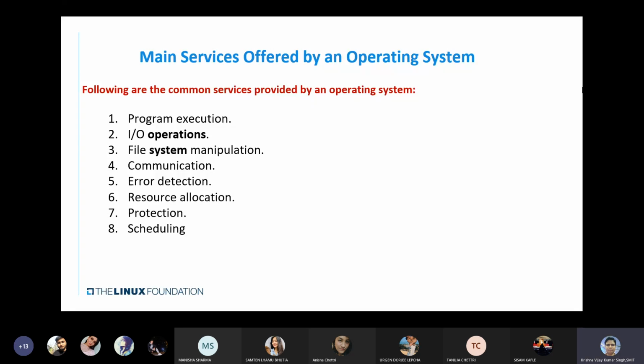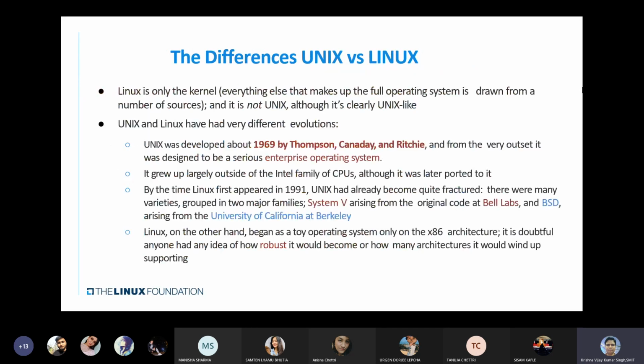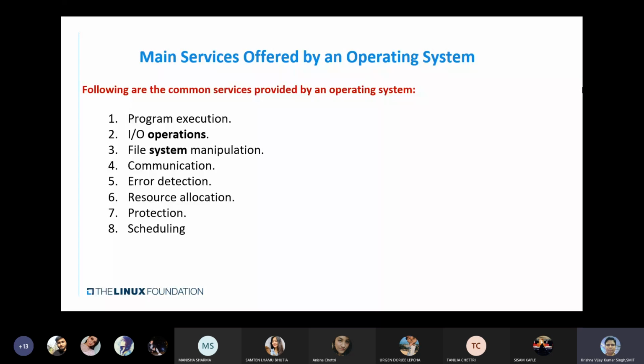I would also like to tell you that initially the operating system was designed with a very limited number of system calls, and those system calls were doing very elementary tasks to offer these services to the end user. What are these? Program execution, input output operation, file manipulation, communication, error detection, resource allocation, protection, scheduling. Initially these things were very elementary and simple. Later on, more complexity has been included.